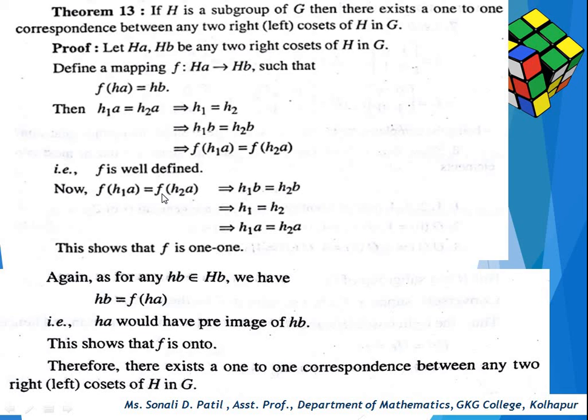Now f of h1a is equal to f of h2a. This implies that h1b is equal to h2b by using this definition, and this implies that h1 is equal to h2, and this implies that h1a is equal to h2a. This shows that f is 1-1. Again, for any hb belongs to Hb, we have hb is equal to f of ha, that is ha would give the pre-image of hb. This shows that f is onto. Therefore, there exists a 1-to-1 correspondence between any two left or right cosets of H in G.